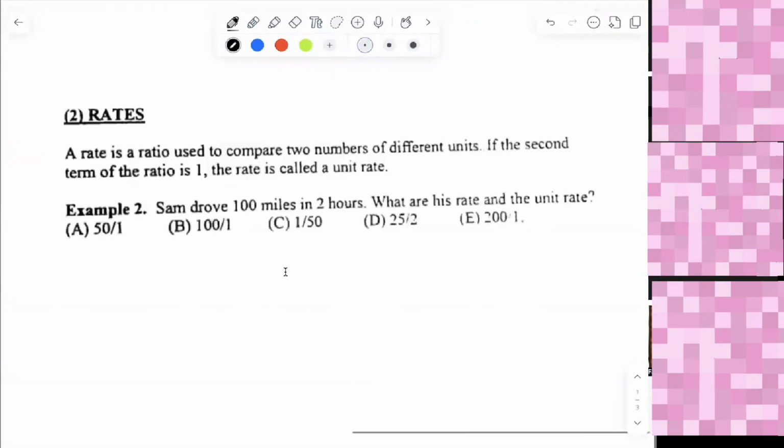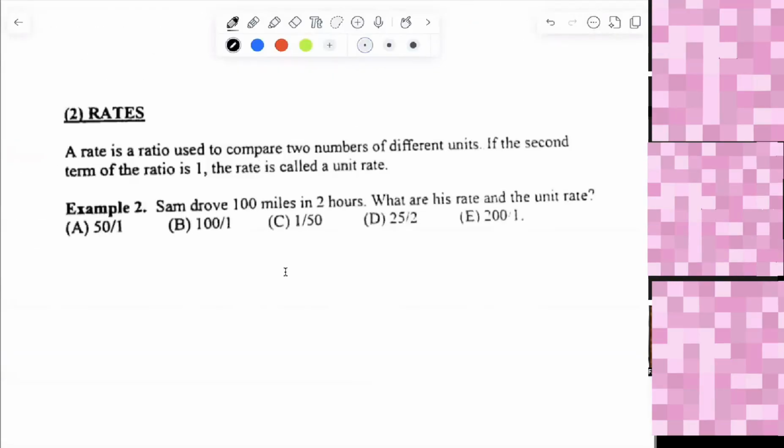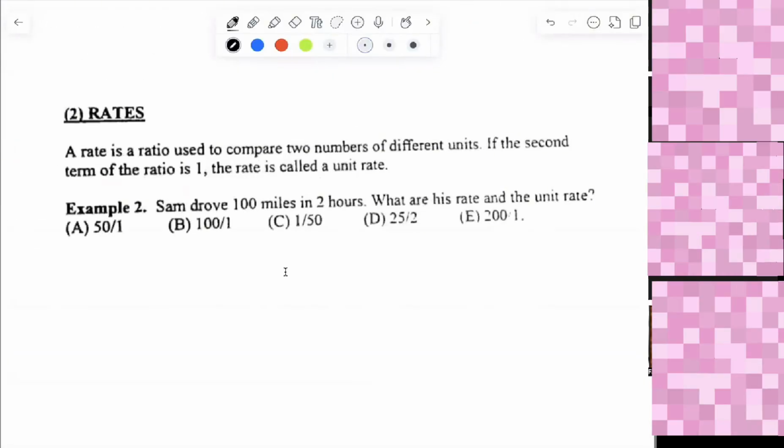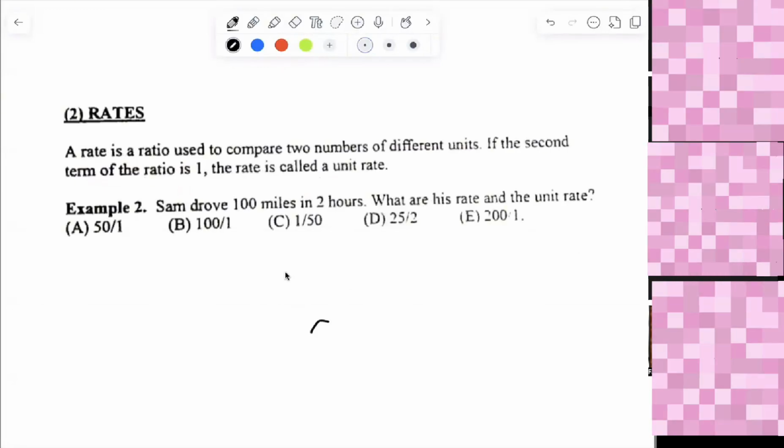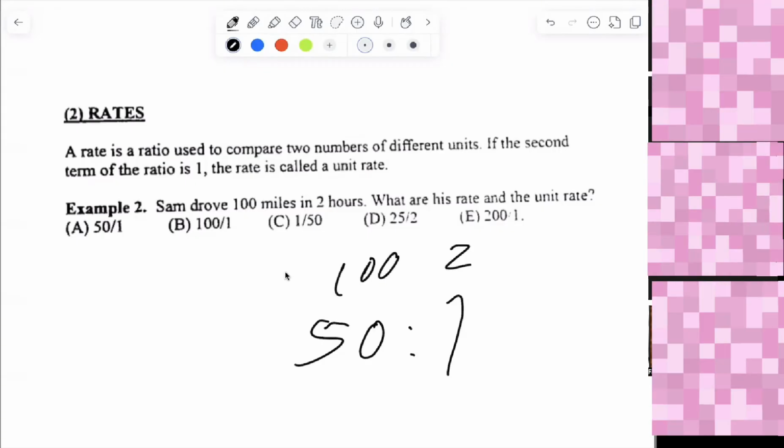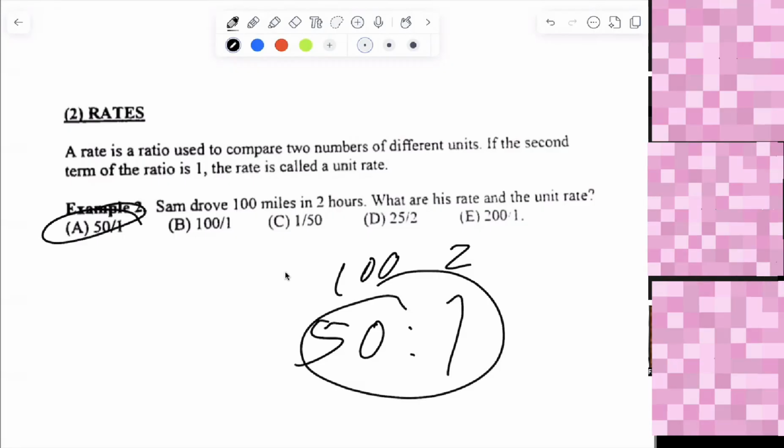Now let's move on to rates. A rate is a ratio used to compare two numbers of different units. If the second term of the ratio is 1, this rate is called a unit rate. Sam drove 100 miles in 2 hours. What is his rate and unit rate? Well, his unit rate is just going to be 50 to 1. 100 divided by 2 is just 50. Or the rate is just 100 to 2. This is the unit rate, so we're just going to go with it and say A as our answer.